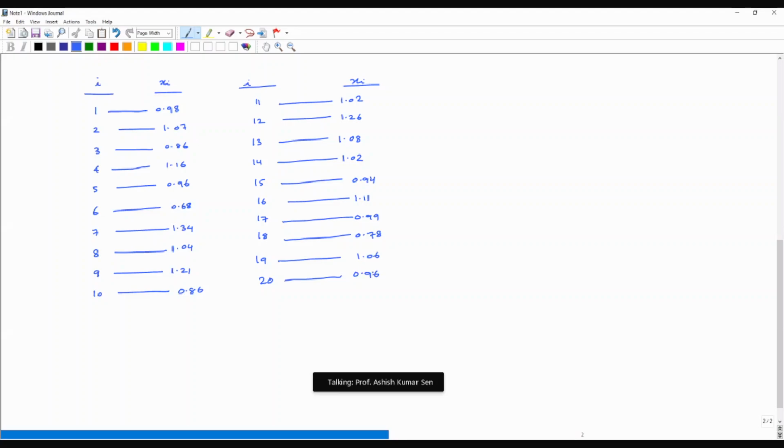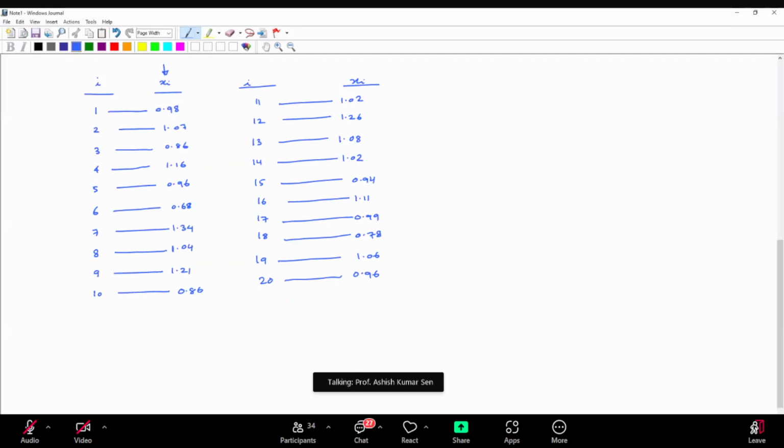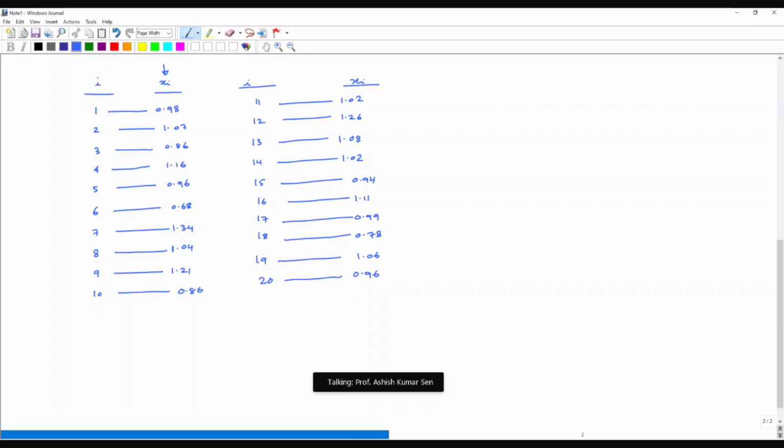Okay, so let's say we have some variable xi. It could be anything. It could be pressure in a tube or whatever. And we take these 20 measurements, right? So you will see that it varies within a range, right? The minimum could be something like 0.68, and the maximum could be 1.34, right? All the values lie within this range.